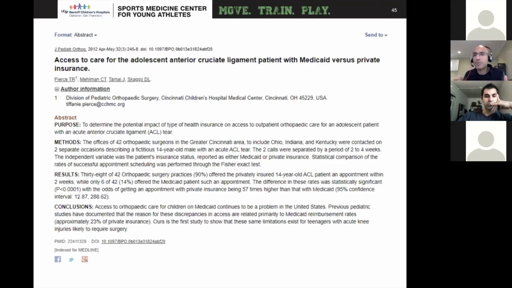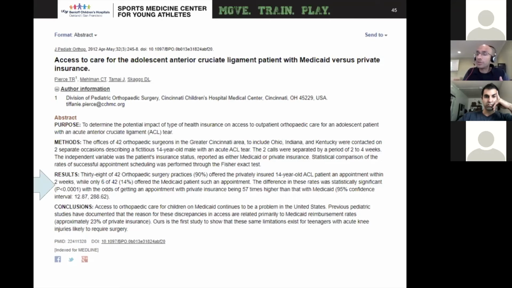Pediatric ACL, great reimbursement, but these facilities are not willing, just simply based on insurance status, to offer these patients appointments. And they've shown this in rotator cuff. They've shown this in other areas as well. So I think that's something important. We need to say, why aren't these practices offering this appointment?